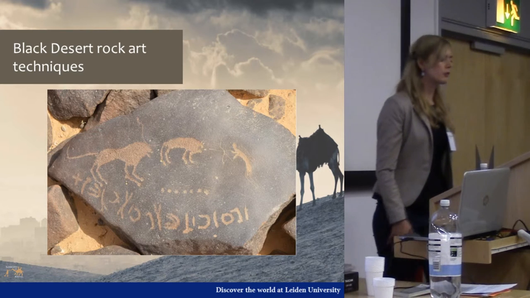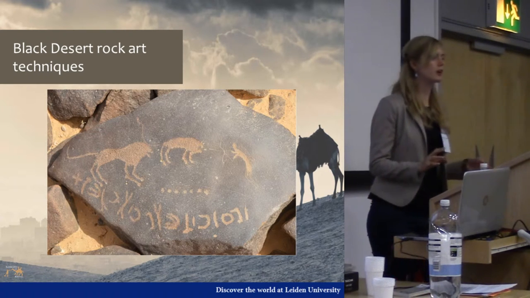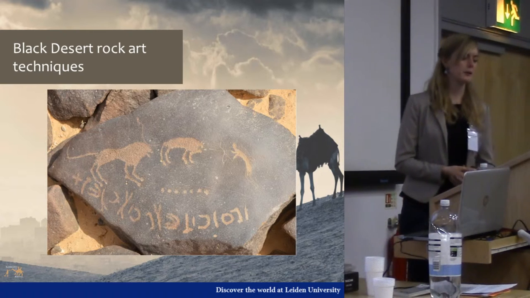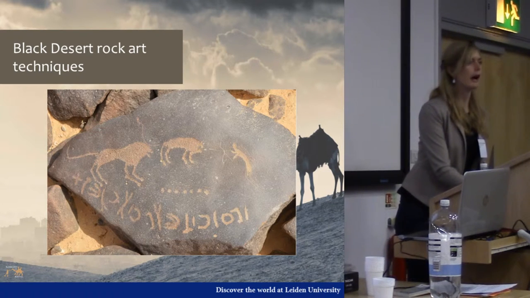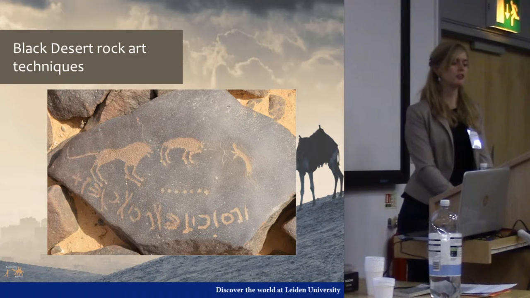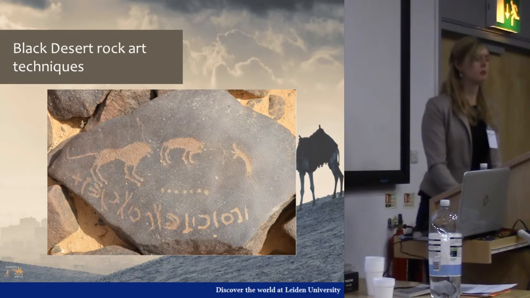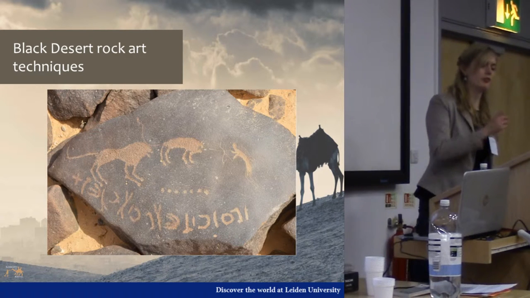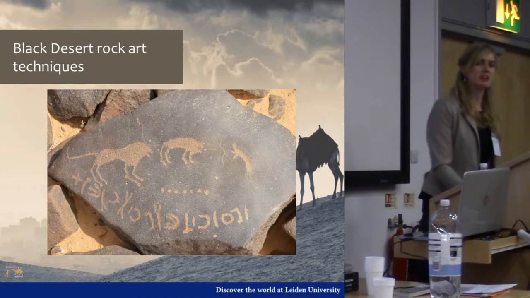But also, apart from the fact that we have a lot of similar motifs across the Black Desert, we also have the same recurrent techniques coming back. And almost all of the images are hammered, mostly using direct percussion. The difference is sometimes difficult to see on this type of rock, but we do have a minority of indirect percussion. Sorry, I said it the wrong way around. We have mostly direct percussion and a few rare examples of indirect.